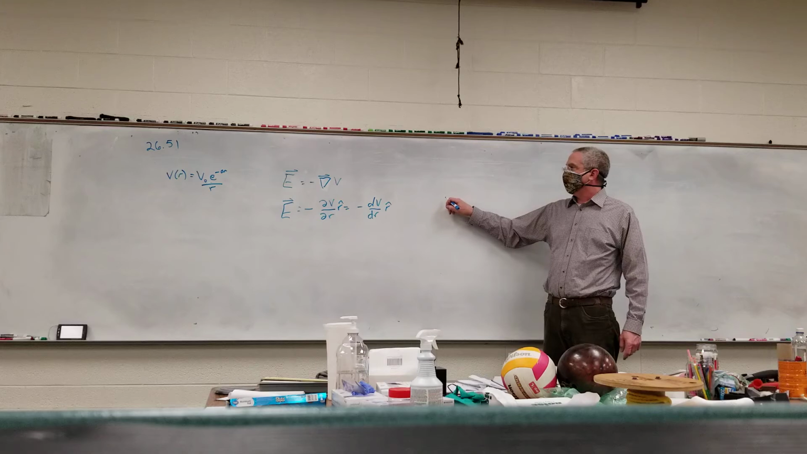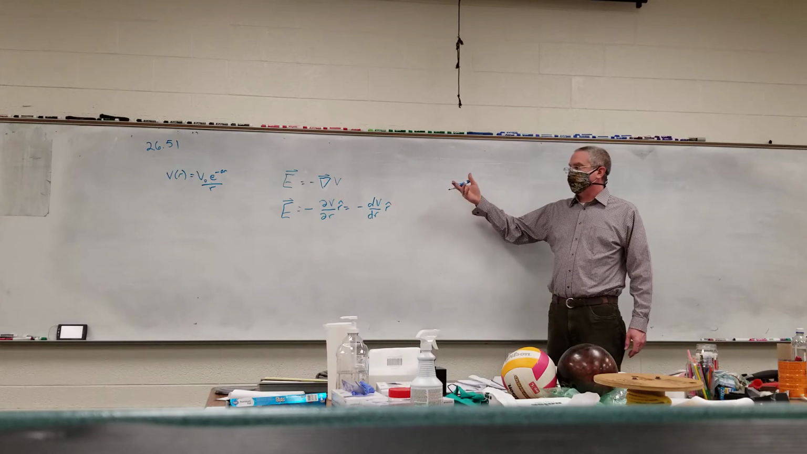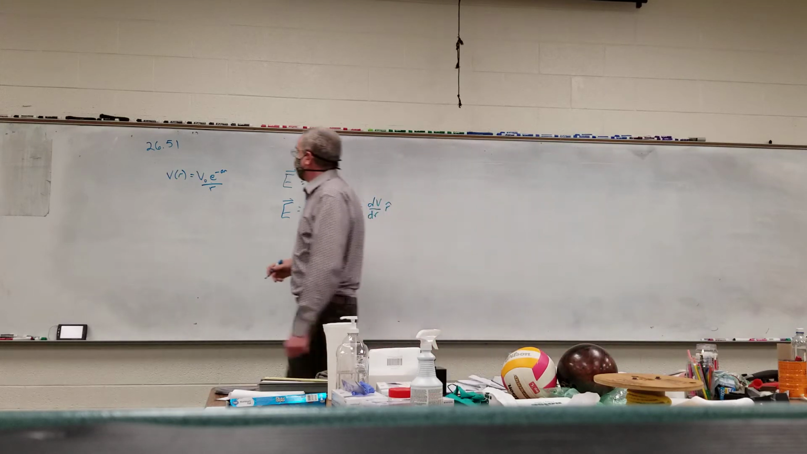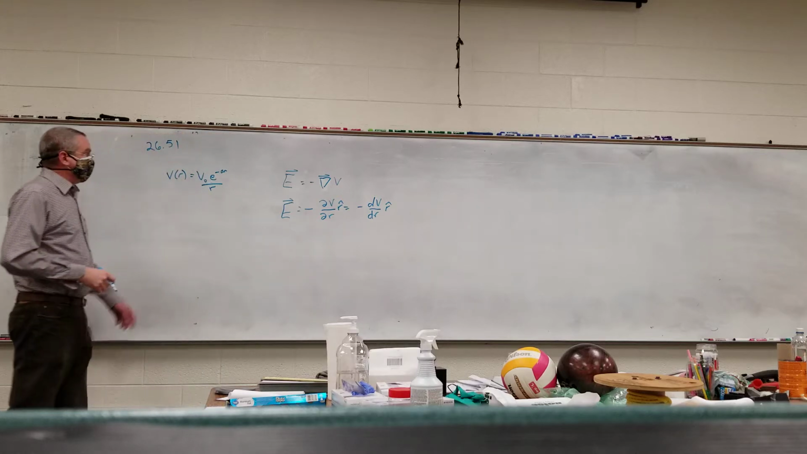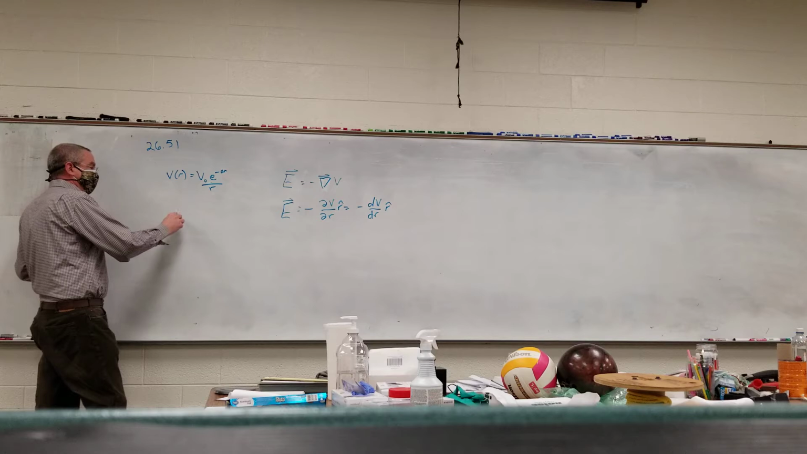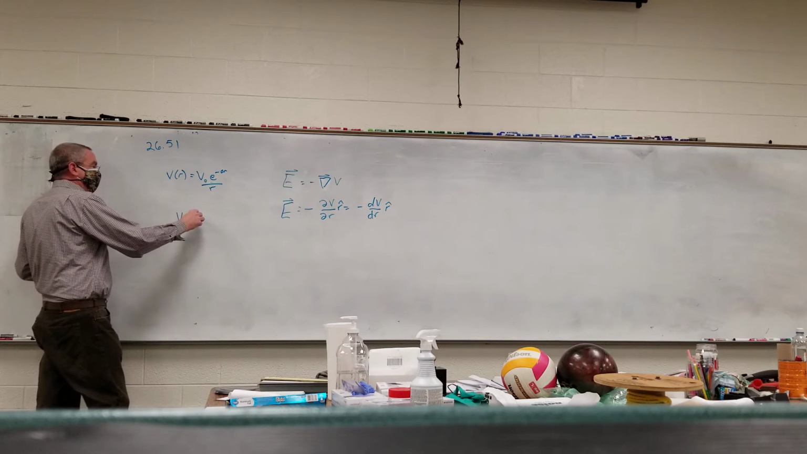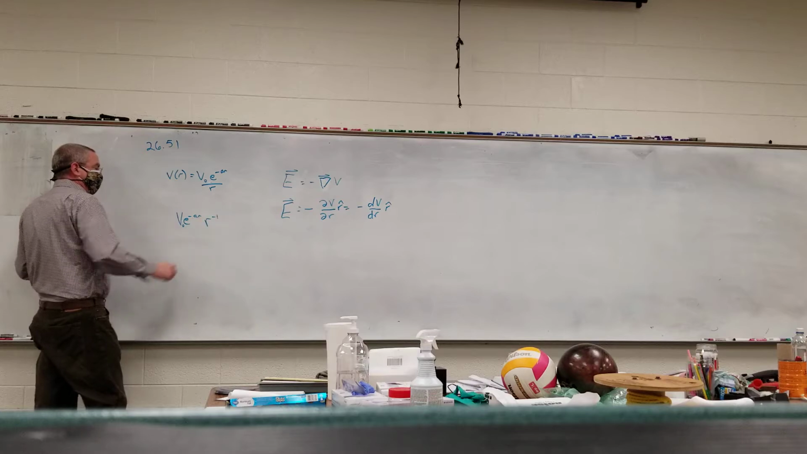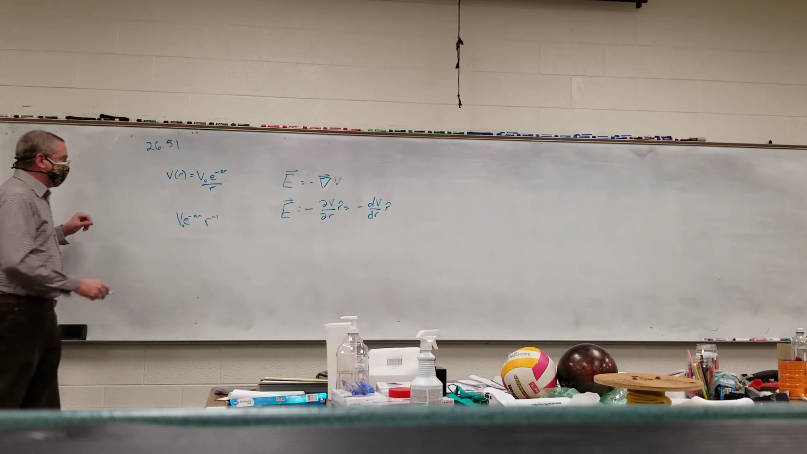So I have two functions, two factors here which are dependent upon R. And so we'll be doing the product rule. So V sub naught e to the negative AR, R to the negative first. I just find this easier personally.